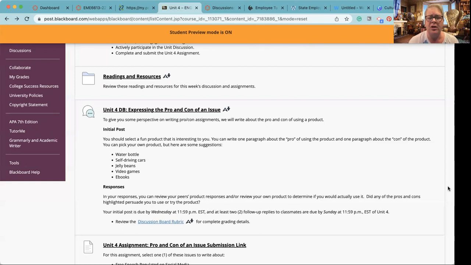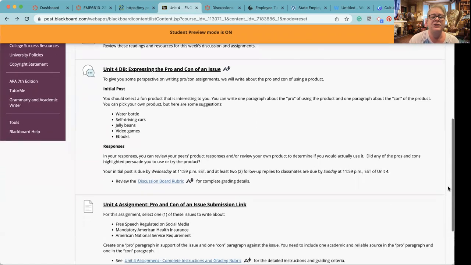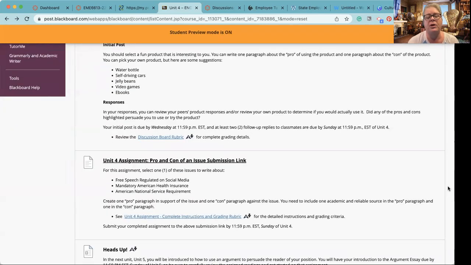And you're going to have two fully developed paragraphs, one pro and one con. And then when you're responding to others, of course, in your responses, review your peers' product responses and or review your own product to determine if you would actually use it. Did any of the pros and cons highlighted persuade you to try the product or to use the product? As usual, you should have your own post up by Wednesday night, and then two follow-up replies by Sunday at the end of the unit.